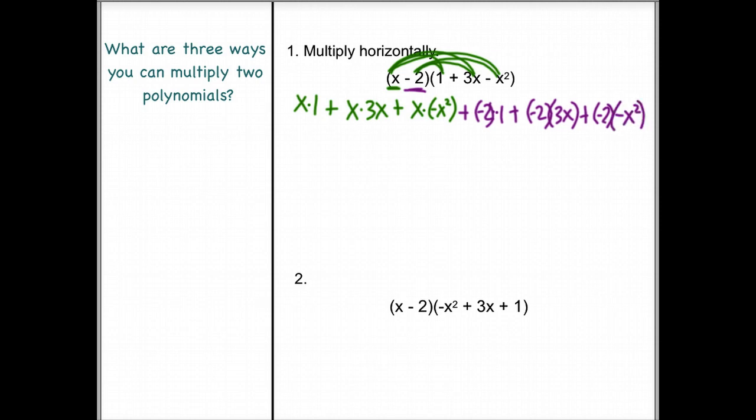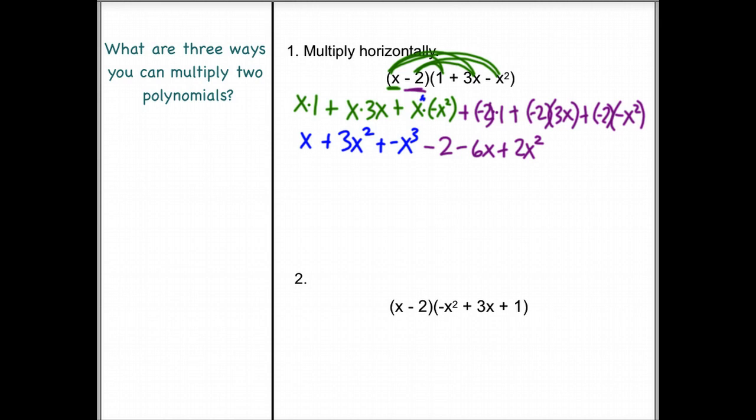Now let's simplify. We have x plus 3x squared plus negative x cubed, because remember we're adding the exponents. That would be a 1 here. So we got this. Now we're going to do the purple section. We have negative 2 minus 6x plus 2x squared. So now let's combine like terms.